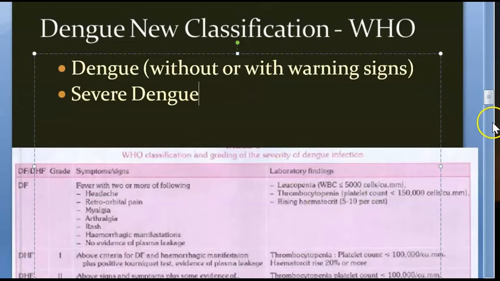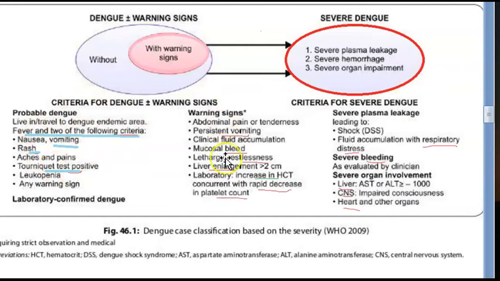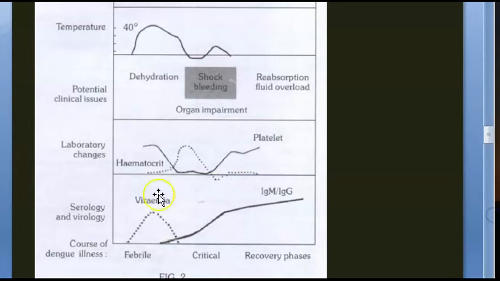In the new classification, it's kind of similar only. You have probable dengue without the warning signs, and then with warning signs, that is with liver enlargement, decrease in platelet count, and mucosal bleeds, etc., telling you that it is hemorrhagic fever. Then this continues. You have the criteria for severe dengue. They'll have plasma leak leading to shock, pleural effusion, ascites, fluid accumulation, respiratory distress, and they can have severe bleeding. Their liver enzymes can be elevated, and the hematocrit will be increased. Then they'll have CNS problems, cerebrovascular hemorrhage, heart and other organs affected. They'll have multi-organ failure. This can also lead to death, very rarely though.